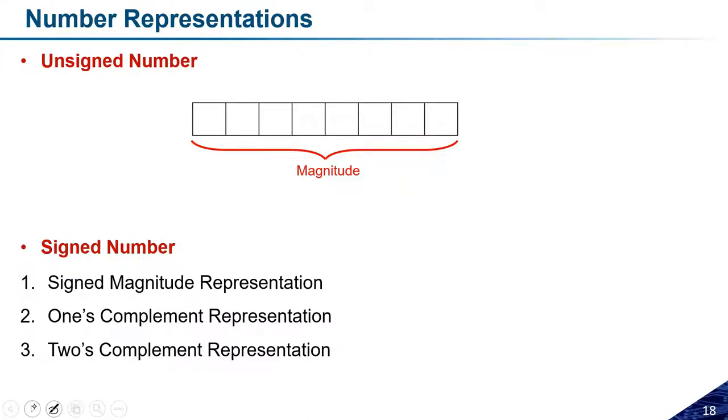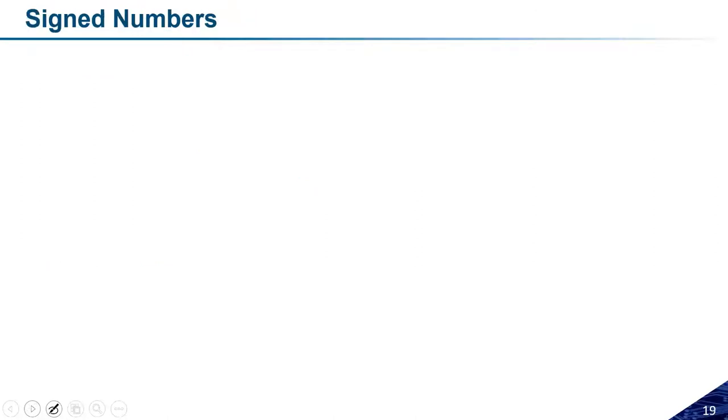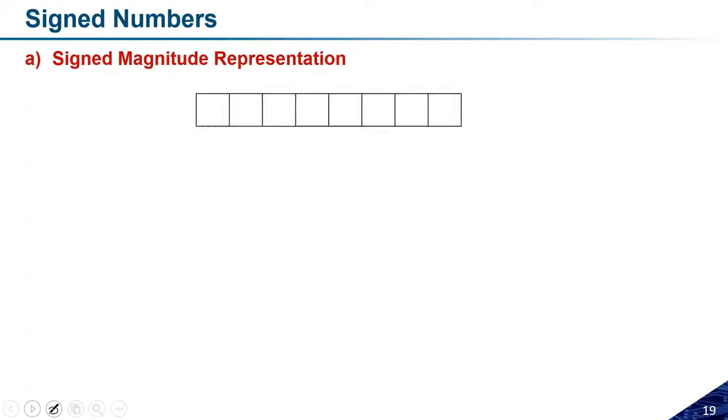Fine. So let us discuss one by one. First one is the signed magnitude representation. Okay. In signed magnitude representation, let us assume I have a bit information, something like that. Okay. So here we have a most significant bit and the least significant bit. If we talk about the most significant bit, that indicates the signed bit of the number.